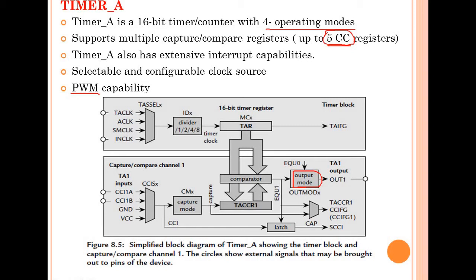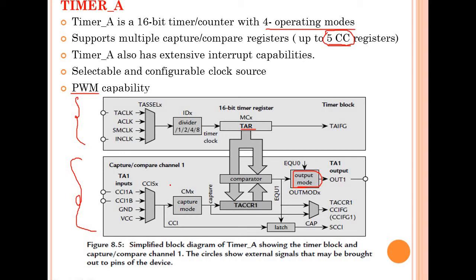Coming to the block diagram, this is the block diagram of your Timer A. It will contain a 16-bit timer register, TAR. Before that, one thing to remember: you can divide the entire timer block diagram into 2 parts. The first part is the timer block, and the second part is the capture and compare block. Only one capture and compare block is shown here. It may contain several capture and compare blocks which are similar to this one.